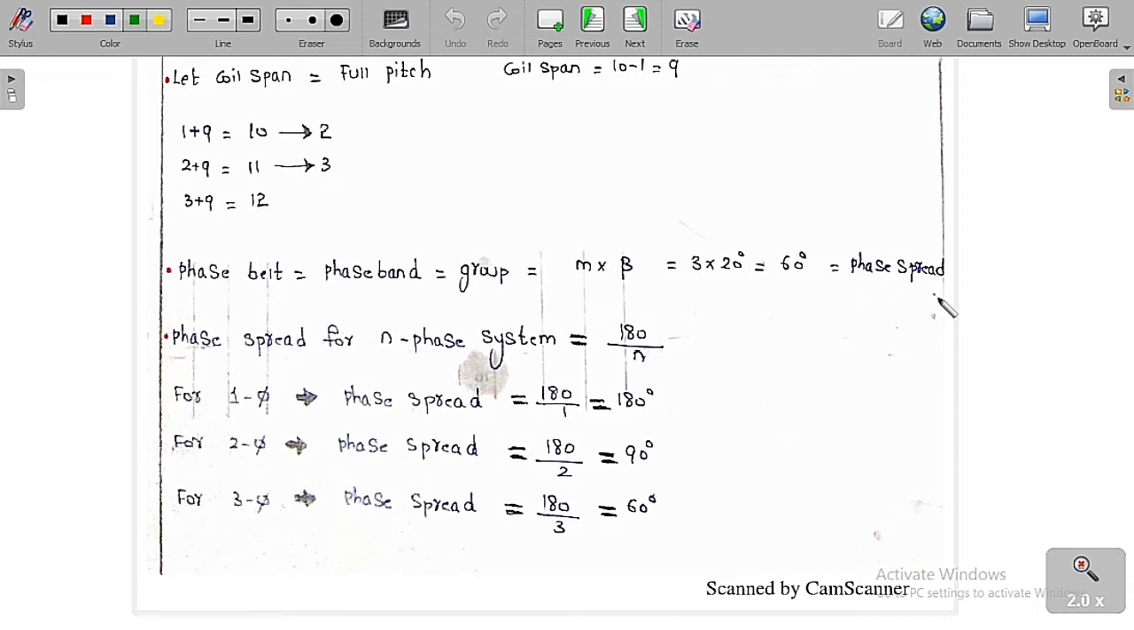So each has 20 degrees. So 3 into 20 is nothing but 60 degrees. So 60 degrees is called the phase spread, or we can say this much amount of angle is being covered by one phase for one pole.